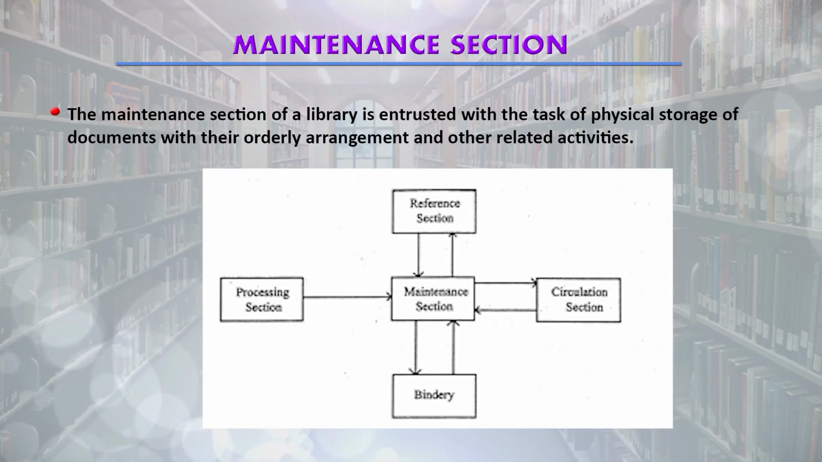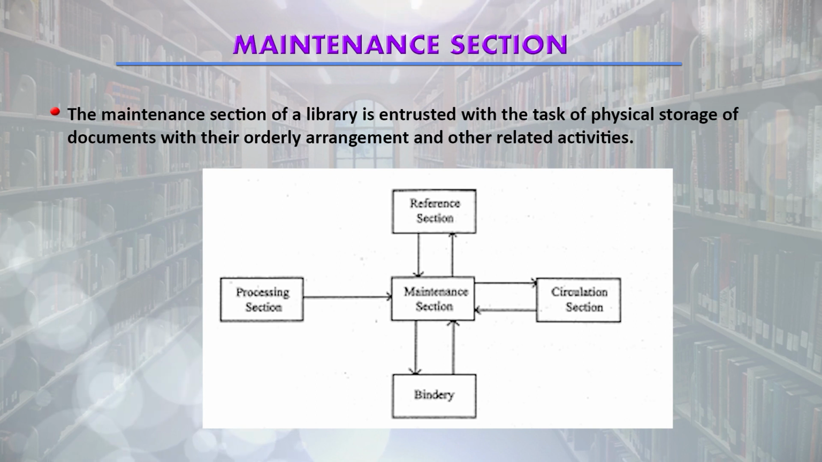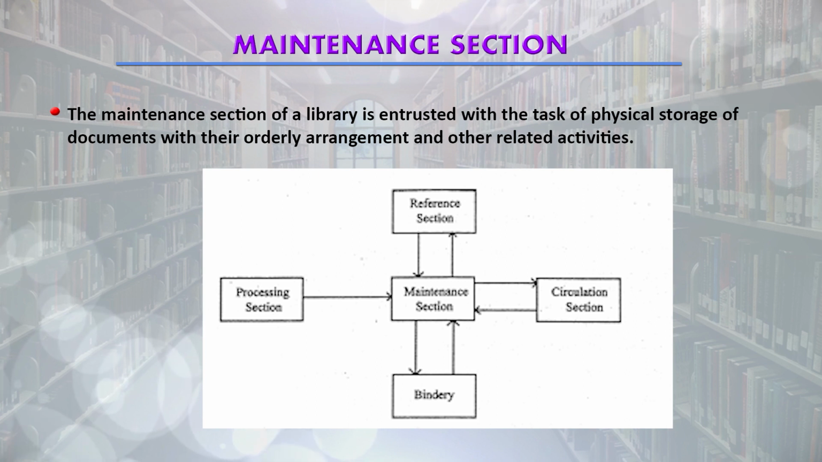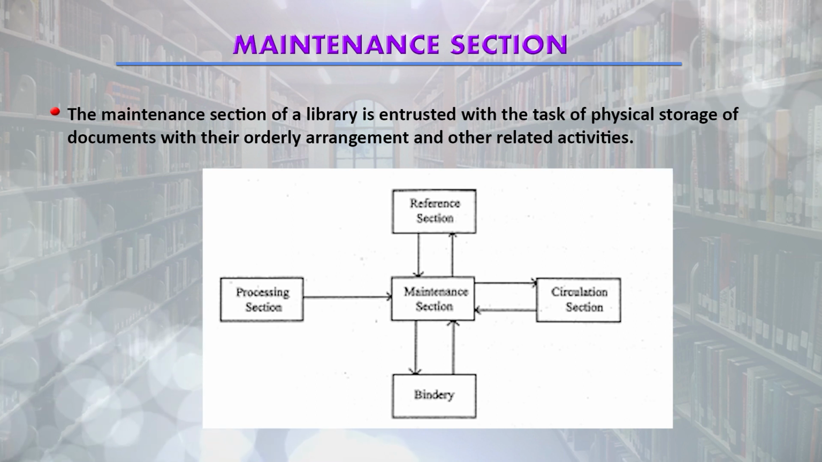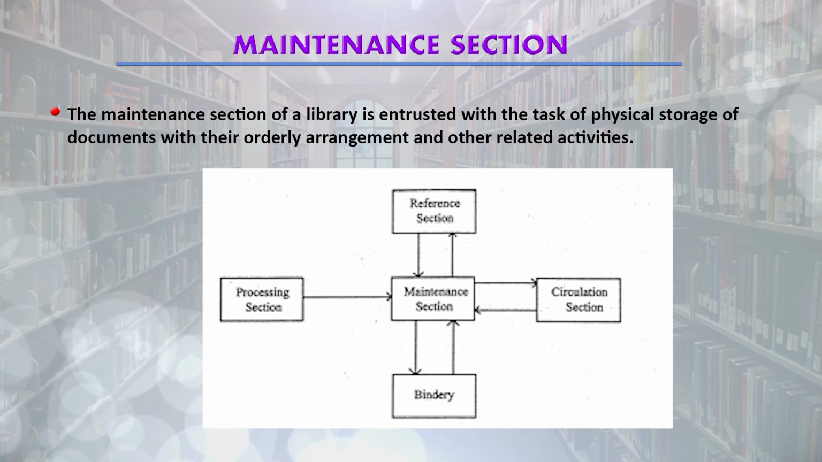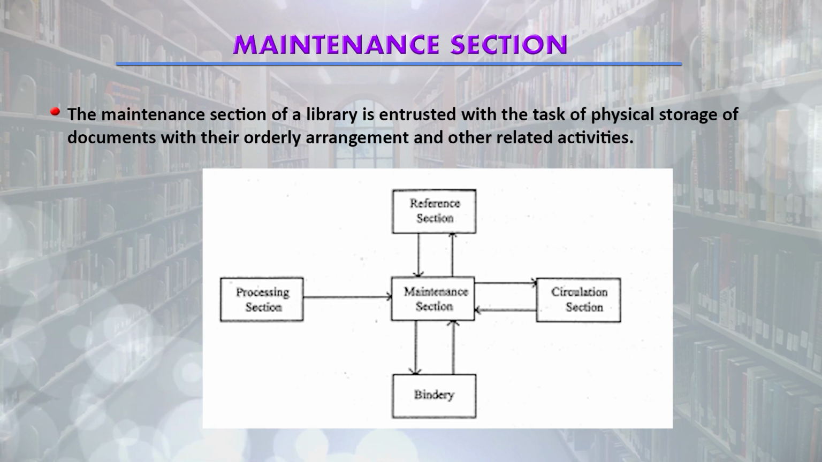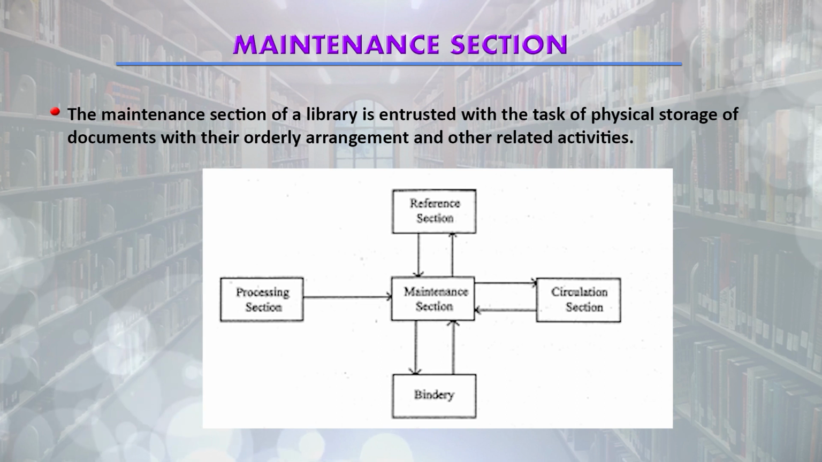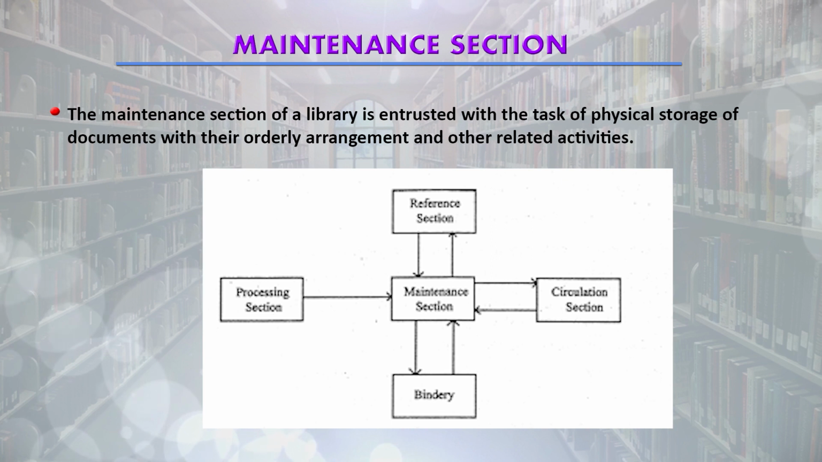The next section is the maintenance section. This section is there for maintaining the records or the documents of the library. The maintenance section of a library is entrusted with the task of physical storage of documents in an orderly manner, and here by orderly we mean arrangement through a proper classified order or according to the class number.